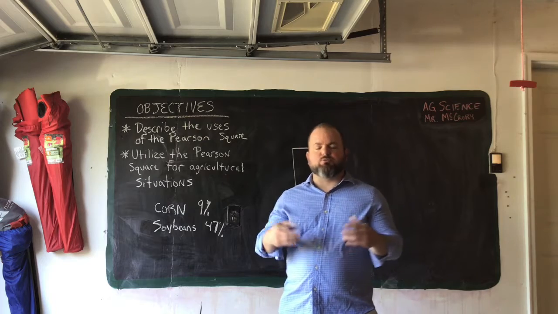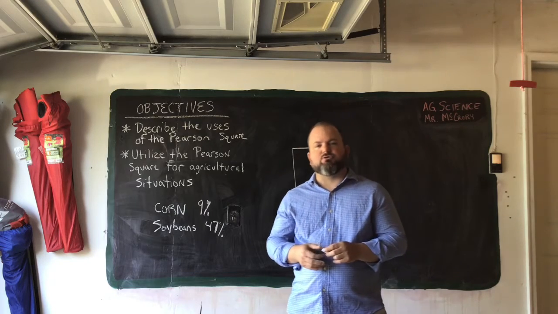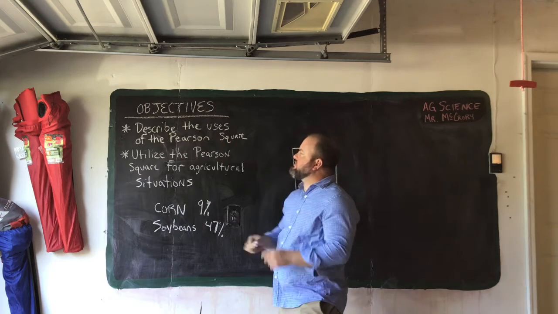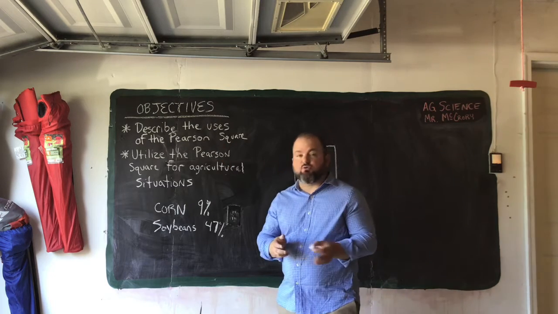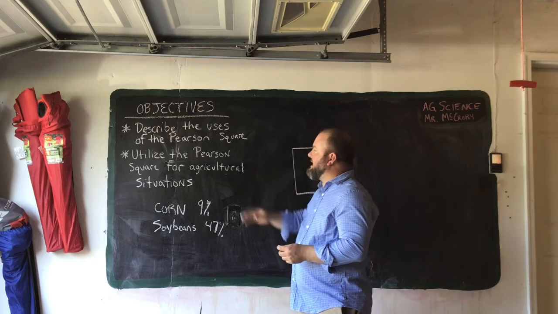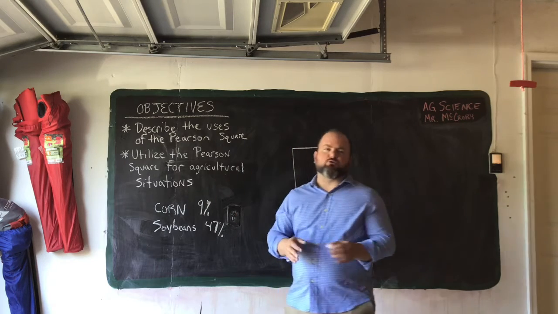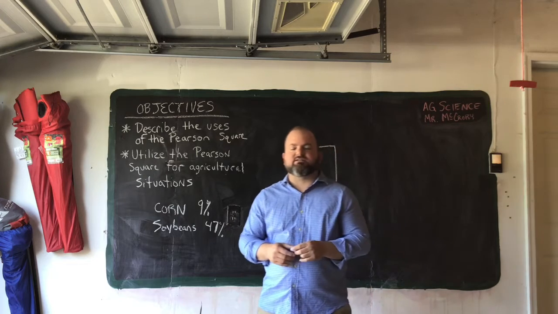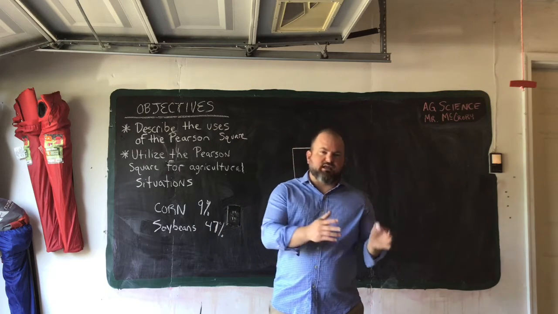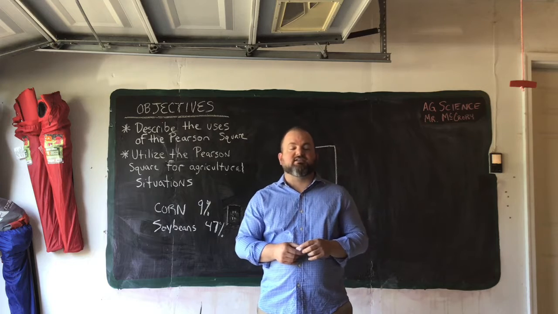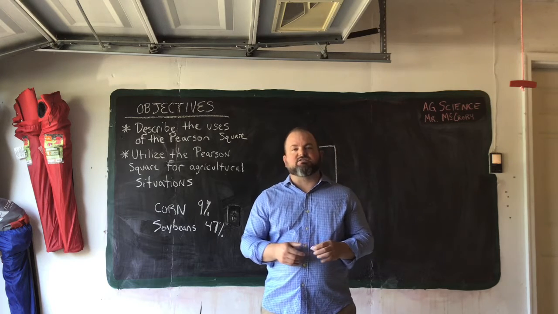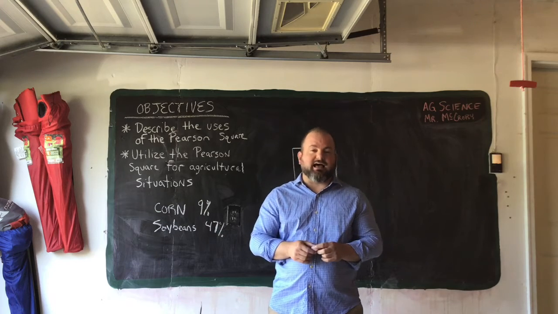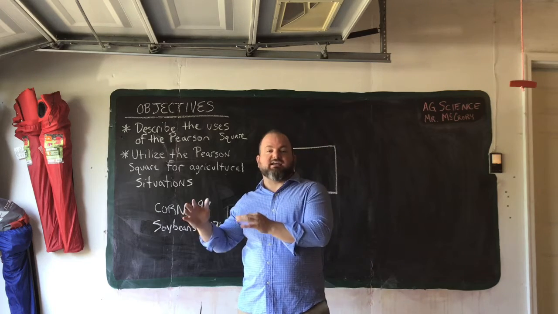Today what we want to do is continue the animal systems unit, and we want to talk about the following things. We want to describe the uses of the Pearson square, and we also want to utilize the Pearson square for agricultural situations. Now, for those of you that don't know what the Pearson square is, in the next couple of years in the meats contest, the agronomy contest, the farm management contest, and also the dairy cattle contest, the Pearson square is utilized a lot, but it's utilized every day in agriculture.